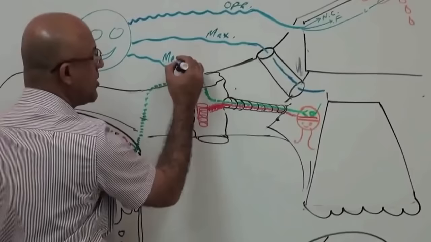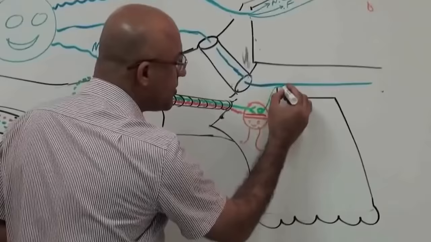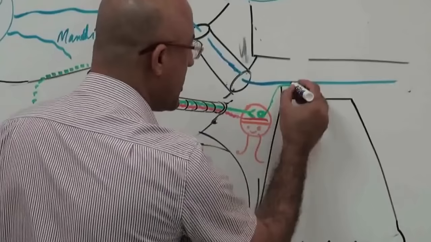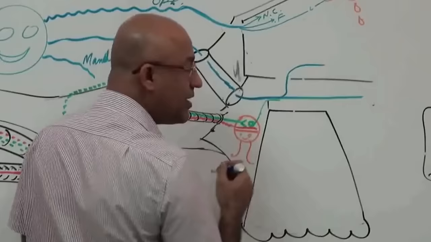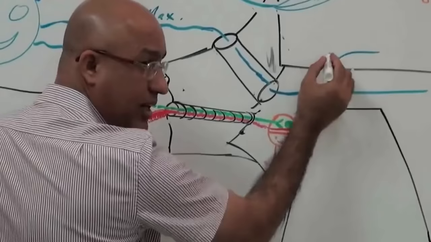Now actually, these parasympathetic fibers from the pterygopalatine ganglion jump to the maxillary nerve, right? The maxillary nerve, through the inferior orbital fissure, gives a branch which is called the zygomatic branch, right? These fibers jump from the ganglion to the maxillary nerve and then move with which branch? Zygomatic branch. Is that right? This is the zygomatic branch of the maxillary nerve.